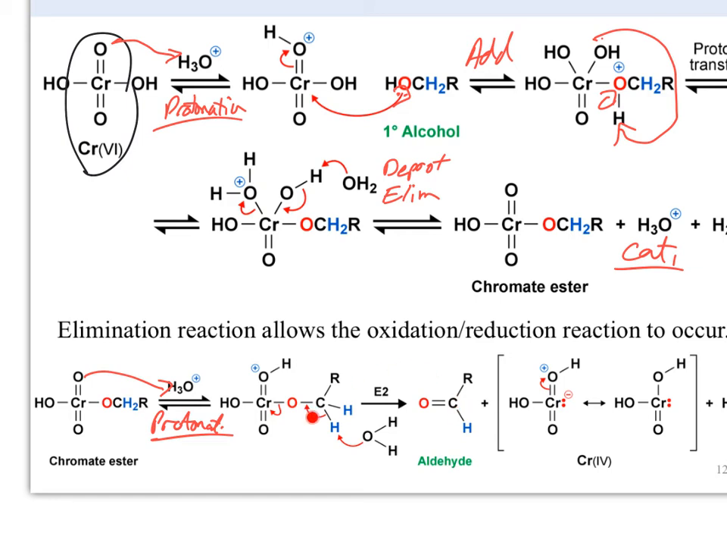I want you to be able to do this whole step. I expect that you'll be able to do all these steps and understand what's going on in each step. Protonation, addition, proton transfer. Deprotonation, elimination. Protonation again. E2 elimination. Get to that first oxidation state. That first primary alcohol is turned into an aldehyde.